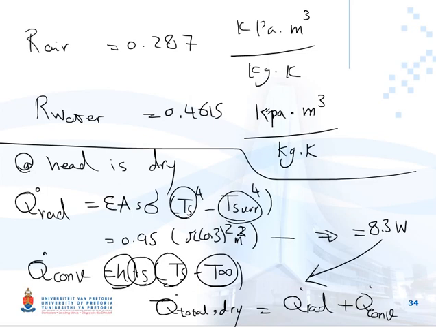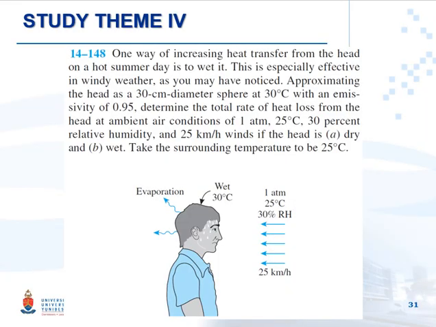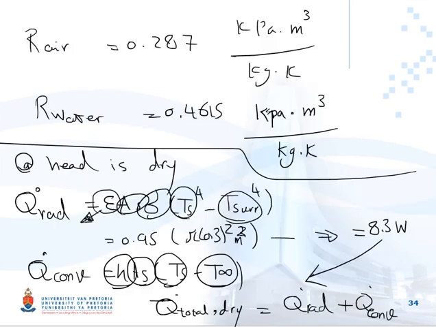Here, epsilon sigma T, the temperatures are the same, the Stefan-Boltzmann constant is the same, and the surface area is the same. The question didn't say any difference in emissivity for a wet or dry surface, so it's the same, so radiation heat transfer will stay the same.